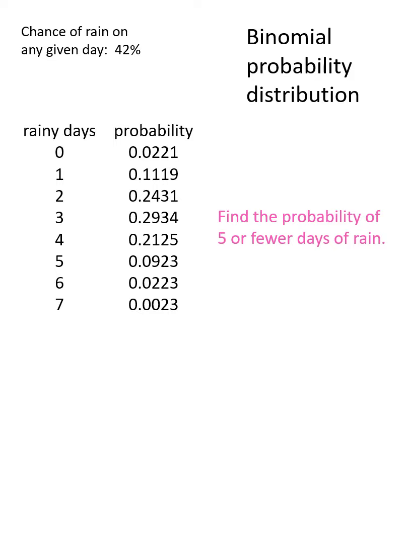Here's another question you might be asked. You might be asked to find the probability of 5 or fewer days of rain in any given week. Well, that would be the first 6 lines of the table, lines 0 through 5. Every one of those, top 6 lines in pink, represents the probability of 5 or fewer days of rain. And if I wanted to know the chance of 5 or fewer days, I would have to add up all those numbers in the column. Well, I added them up and they equaled approximately this.